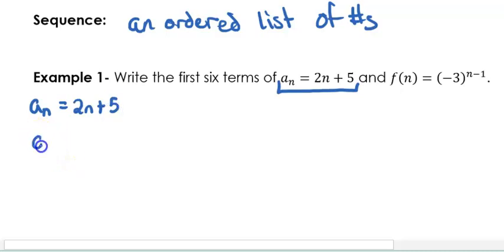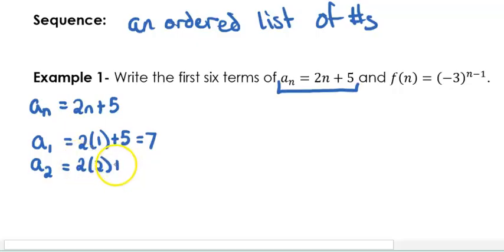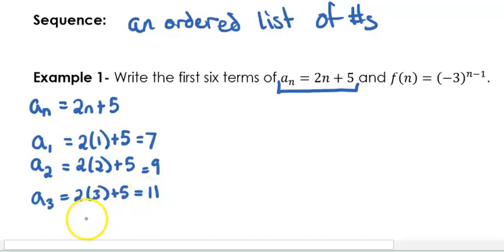if I plug in 1 to find the first term, A sub 1, the little 1 just means first term. You plug in a 1 for n. N means which number of term you're on. So 2 times 1 plus 5 is 7. So to find the second term, you plug in 2. 2 times 2 plus 5 is 9. The third term, you plug in 3. 2 times 3 plus 5 is 11. So you have 7, 9, 11.